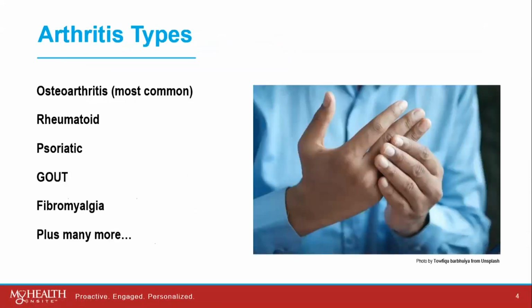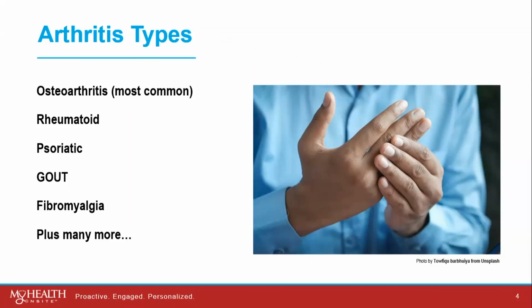So the most common types of arthritis are listed here, with osteoarthritis being the most common. Osteoarthritis is a degenerative disease, and we'll talk more about that in a second. Rheumatoid arthritis and psoriatic arthritis are both autoimmune disorders. Gout is a condition where uric acid crystals accumulate in a joint, and the initial pain is typically felt in a big toe, and then it can move up into the foot or the ankle joint.